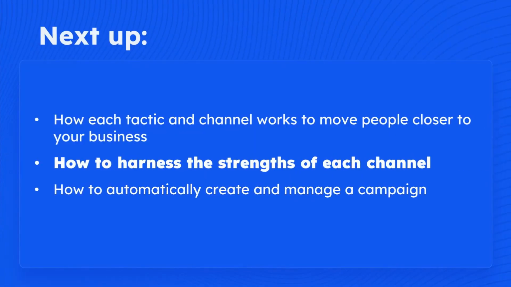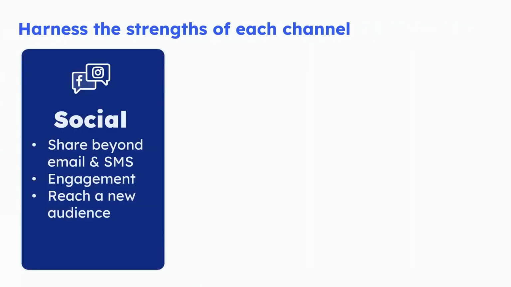All right, well, now let's talk about how to use that party principle and start to harness the power of the strengths of each channel to create a campaign that gets you results. Now, when we're looking at the strengths of social media, you really want to use this when you're wanting to get beyond your email and text list. You're looking to increase engagement so you can reach a new audience, and you're doing it in public. Not everyone is going to see what you post and share, so keep that in mind. It is great for driving awareness and garnering engagement for your campaigns.